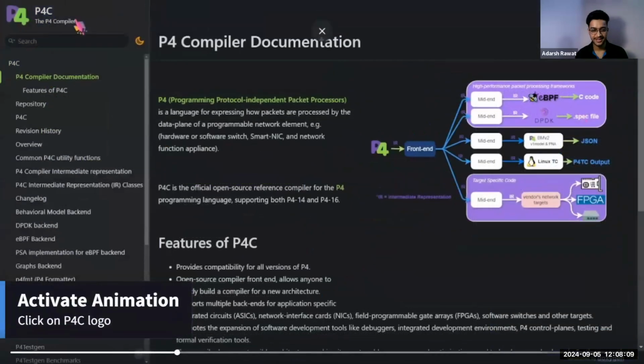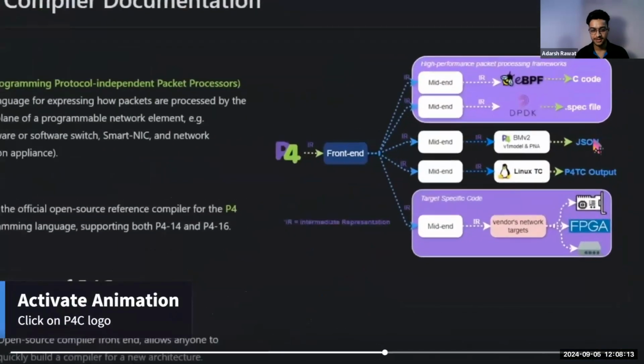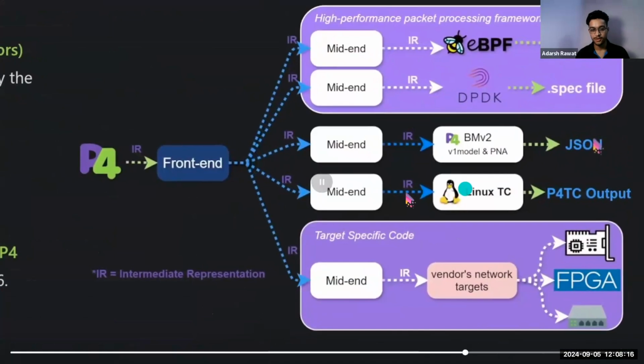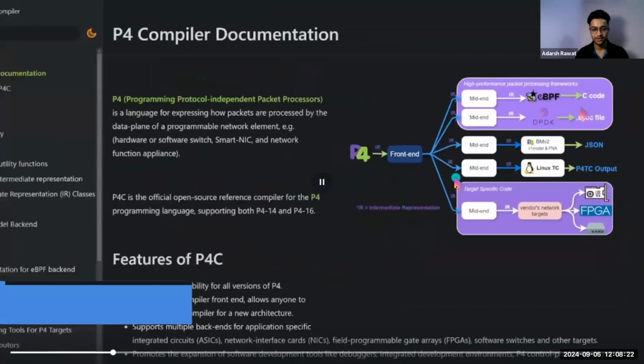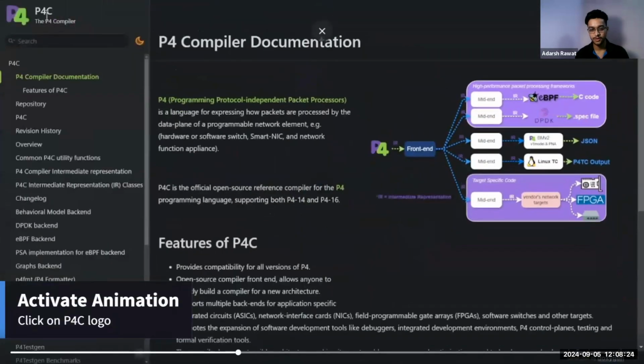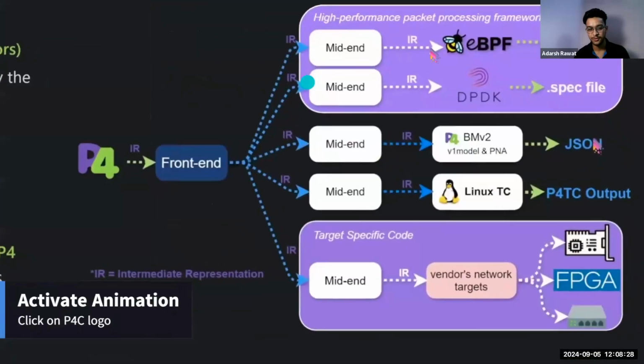Here is the Easter egg for the website. If you click on the icon, you can see that there is an animation that goes on. You can check it out on the official documentation site. Initially, the diagram is static. If you click on the P4 compiler logo, then it starts to animate. Just an Easter egg, might add a few more.